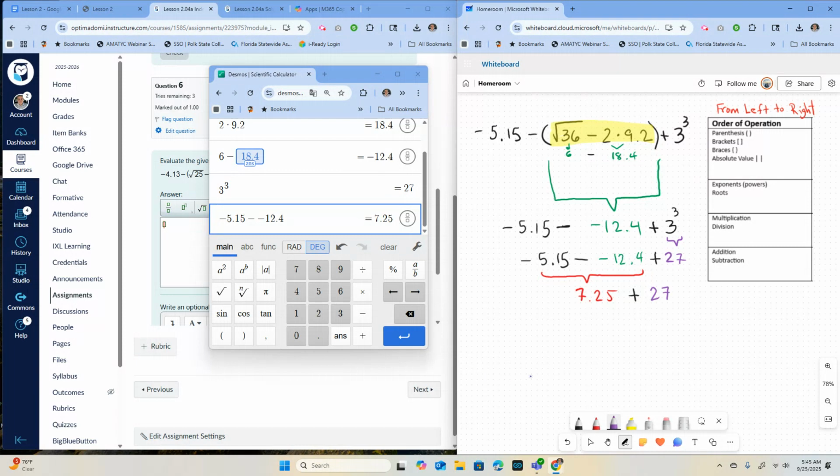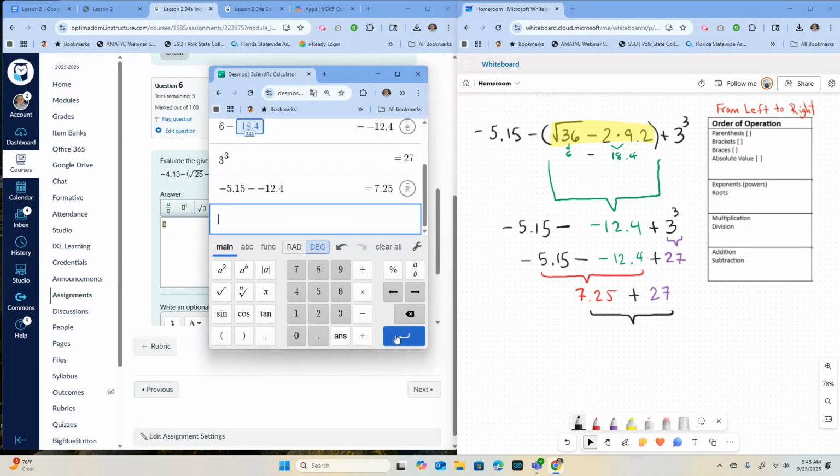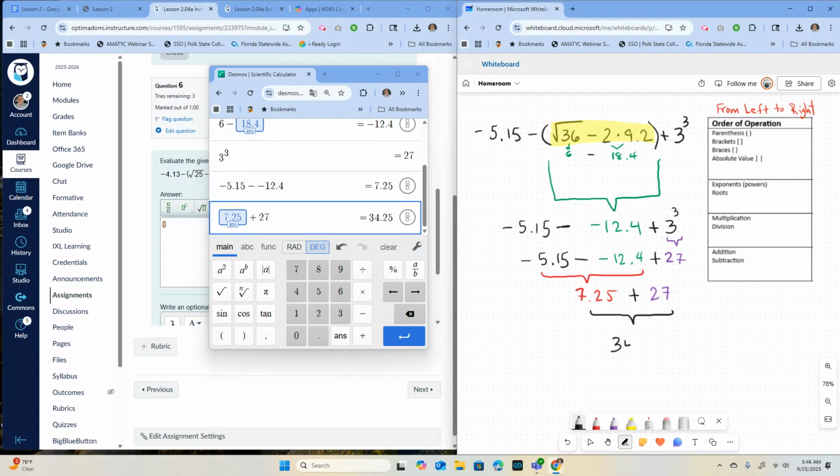And finally, you're going to do the last addition, so all of this, okay? So I'm going to do 7.25. Since that was my last answer, I'm going to click the ANS key. I'm going to add 27. And you can see what I got there, okay? If you follow this table, this order of operation, this checklist, okay, you're not going to have any issues, all right? Just follow it to the T.